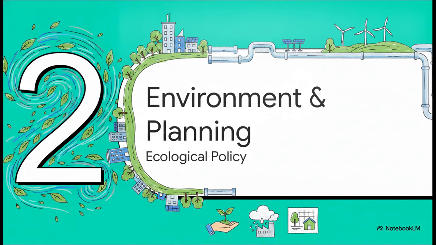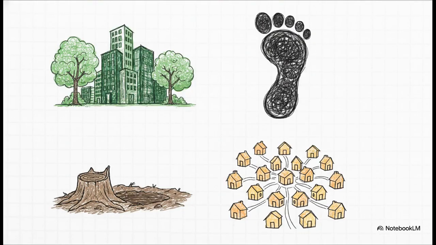Environment and urban planning. Ecological policy and infrastructure. When it comes to ecological policy, precision is everything on the exam. Let's look at sustainable development. You should prioritize sustainable development in writing Task 2, particularly for municipal planning that integrates green spaces. The trap here is that sustainable is an adjective.